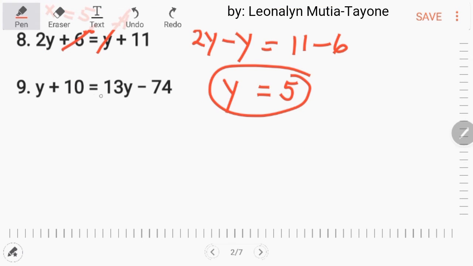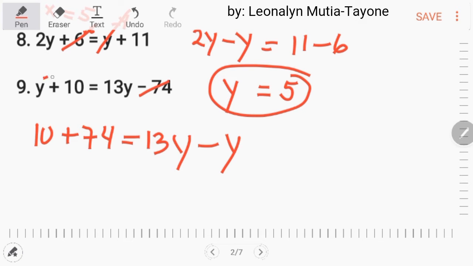Number 9, y plus 10 equals 13y minus 74. So, ganun din, ipagsama natin ang mga like terms. And that is 10 plus 74, kasi nag-plus tayo ng 74 to both sides para ma-cancel si 74 dito. And then 13y minus y, kasi nag-minus tayo ng y to both sides para ma-cancel siya dyan. And that is 10 plus 74, 84.